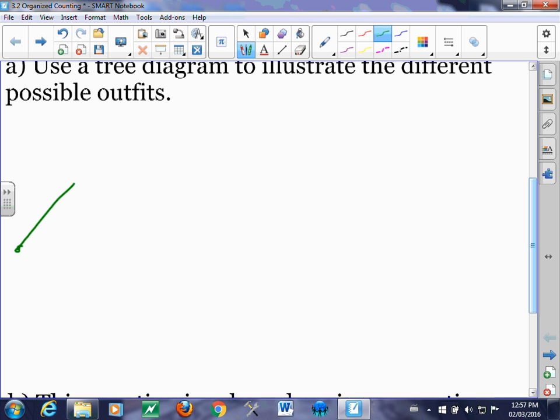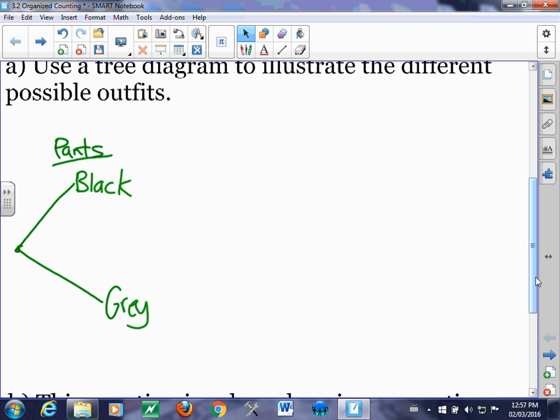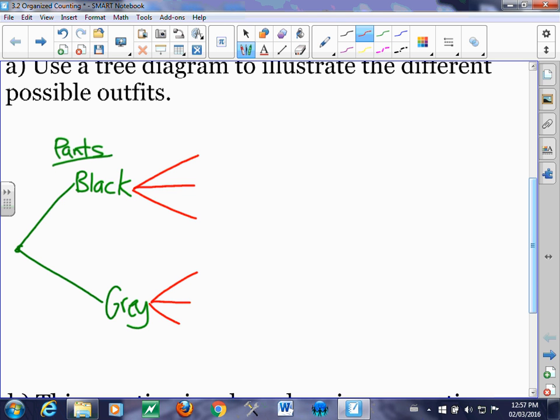So for our pants, we're going to have either black or gray. Okay, and that's our pants, so just put a little title there for pants. Then we take a look at our next option, which is shirts. We have 3 different types of shirts, so we can go 1, 2, 3, 1, 2, 3. And our shirts are going to be white, black, and green, white, black, and green. Okay, and that's for our shirts.